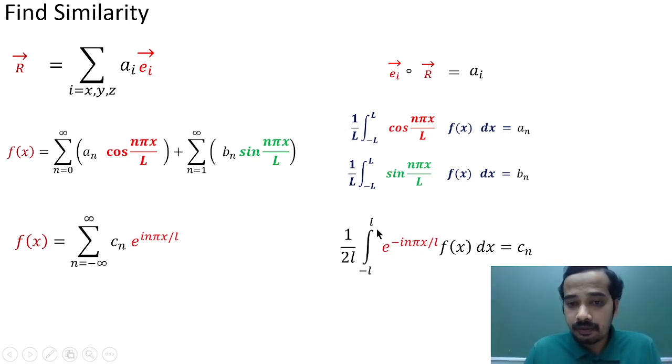That you should never forget, because sine n pi x by L and cos n pi x by L were real functions. That's why even if you take the complex conjugate in this place, it doesn't matter. But here the basis of this expansion is a complex function. That's why, to get the coefficient, you need to multiply with the complex conjugate.